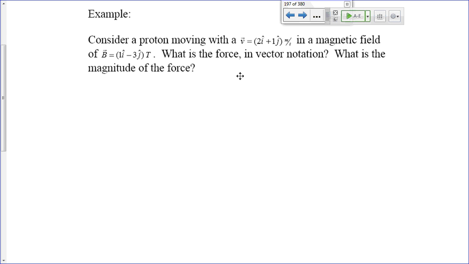Okay, let's just do this quick example. You could have something approaching this. I mean, probably on your exam it'd be a little more complicated. But first, I give you the velocity and magnetic field vectors, and then I want to know the force in vector notation, and then also what is the magnitude of the force. Right, so F is equal to Q V cross B.